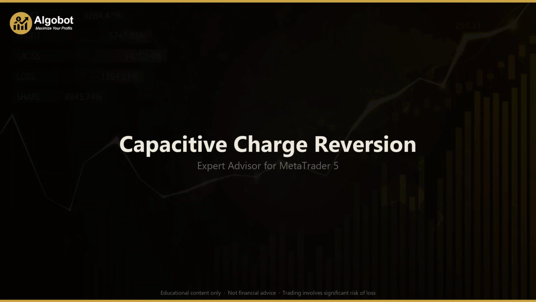In today's session we're exploring an expert advisor called Capacitive Charge Reversion. This is an original mean reversion strategy built from first principles. It borrows an idea from electronics, the charging and discharging of a capacitor, and applies it to price. By the end of this video, you'll understand how it measures displacement, how it builds and releases charge through a custom oscillator, and how it signals its entries and exits. Remember, this is educational content only.